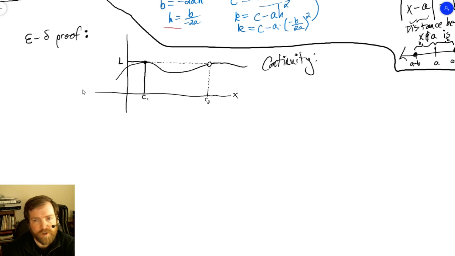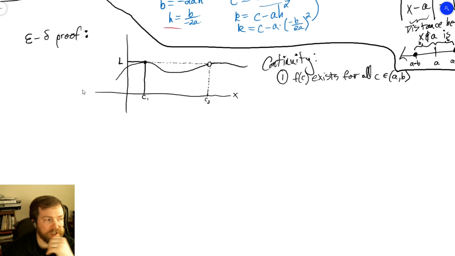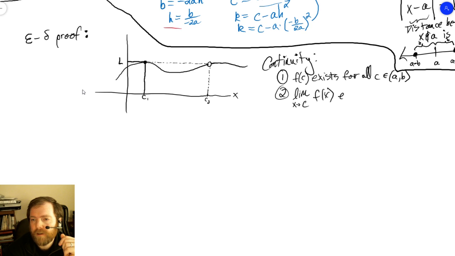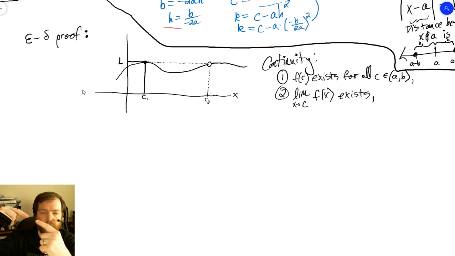So remember that in order for a function to be continuous at any particular point or over any particular interval, you, one, have to have f of c existing for all c along some interval a to b. Second was that the limit as x approaches c of f of x exists. So therefore, it has to be coming at the same point from both sides.